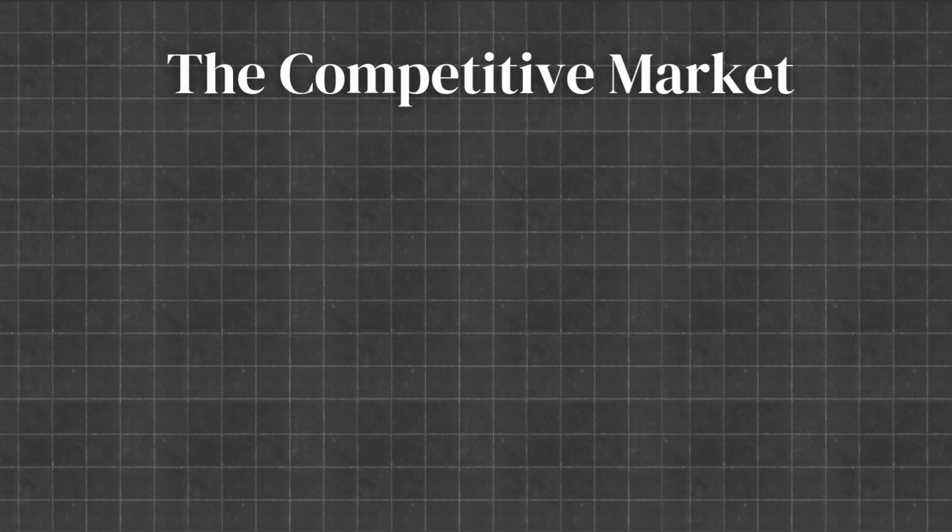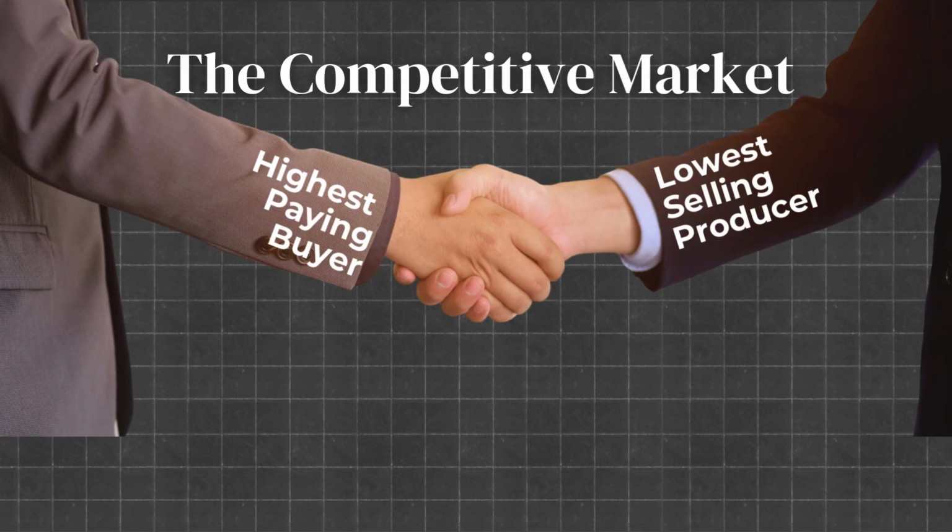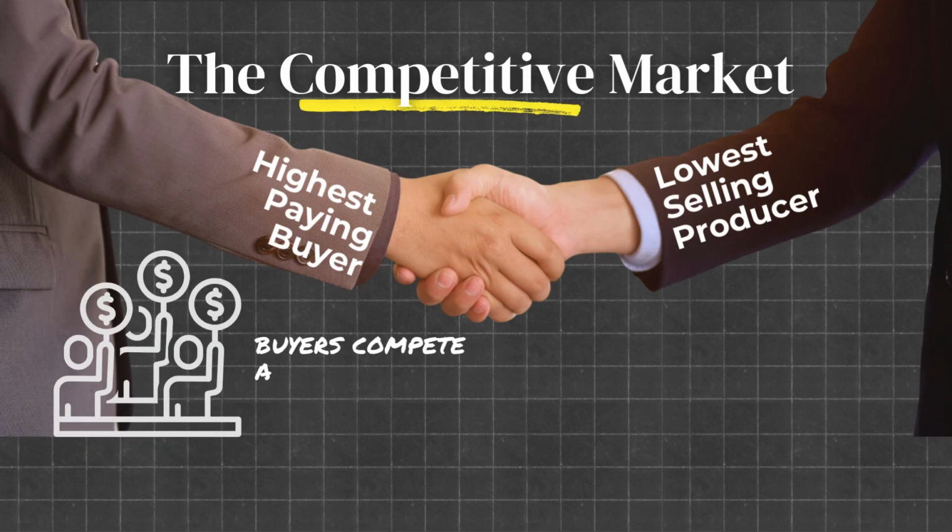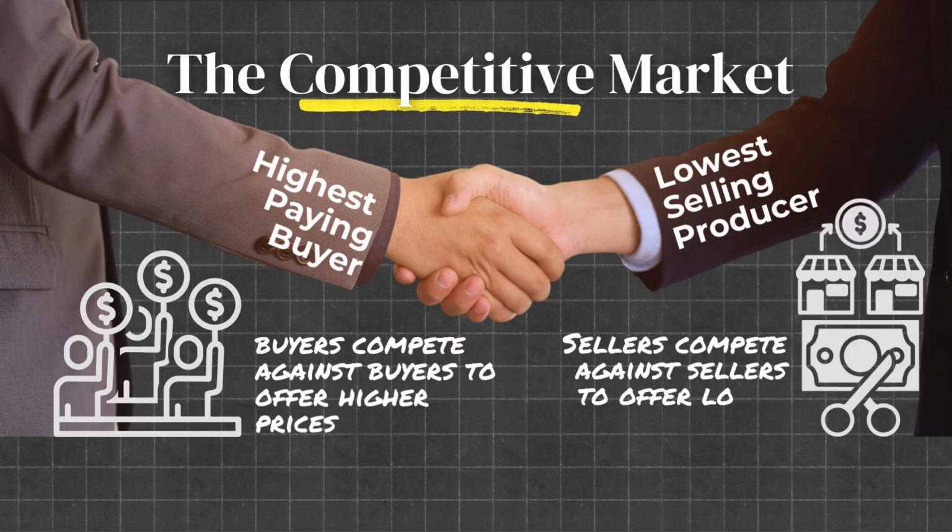Hopefully, you can start to see how signals, incentives, and rationing in combination work together to form a competitive market. The price mechanism works to find the highest paying buyer and the lowest selling producer. This is why it's called a competitive market. Buyers are competing against other buyers for goods by offering higher prices, and sellers are competing against other sellers by offering lower prices, which is done by minimizing costs. This competition ensures that society gets what they want with minimal waste. It's actually pretty amazing how it all works.